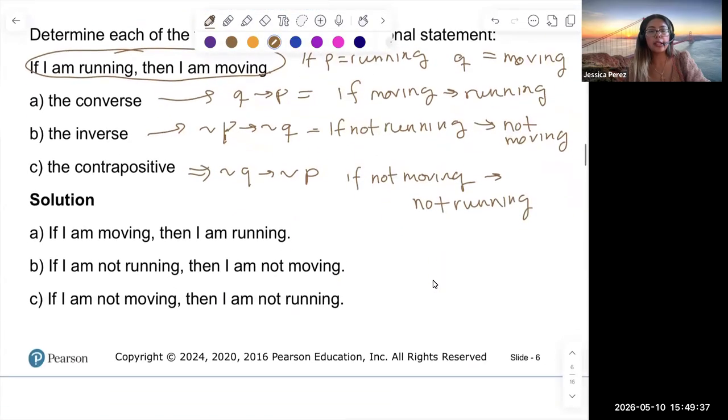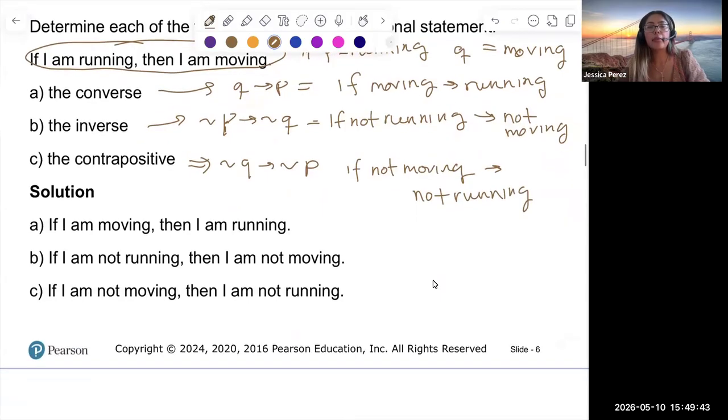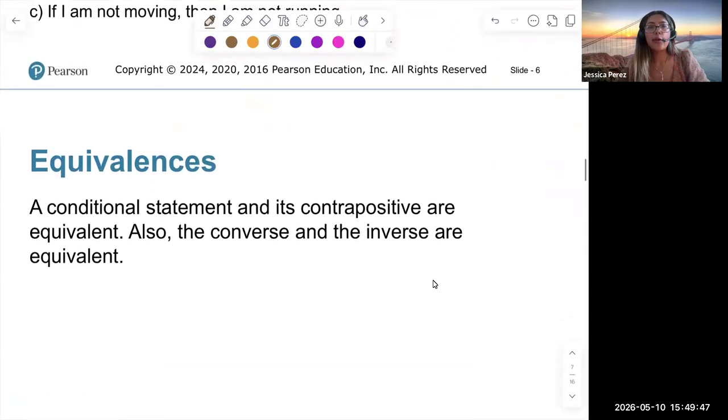So let's look at that in summary. If I'm moving, then I'm running. If I'm not running, then I am not moving. If I'm not moving, then I am not running. That's the converse, inverse, and contrapositive. Equivalence: a conditional statement and its contrapositive are equivalent. So let's show that. Also the converse and the inverse.